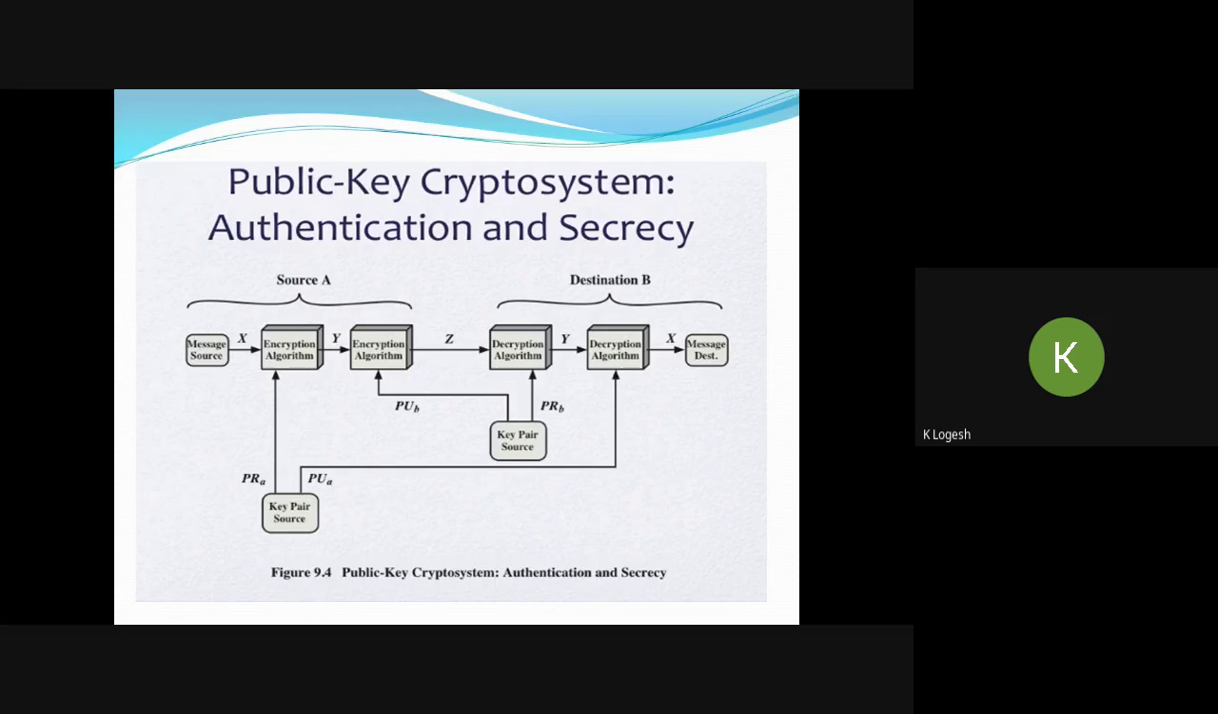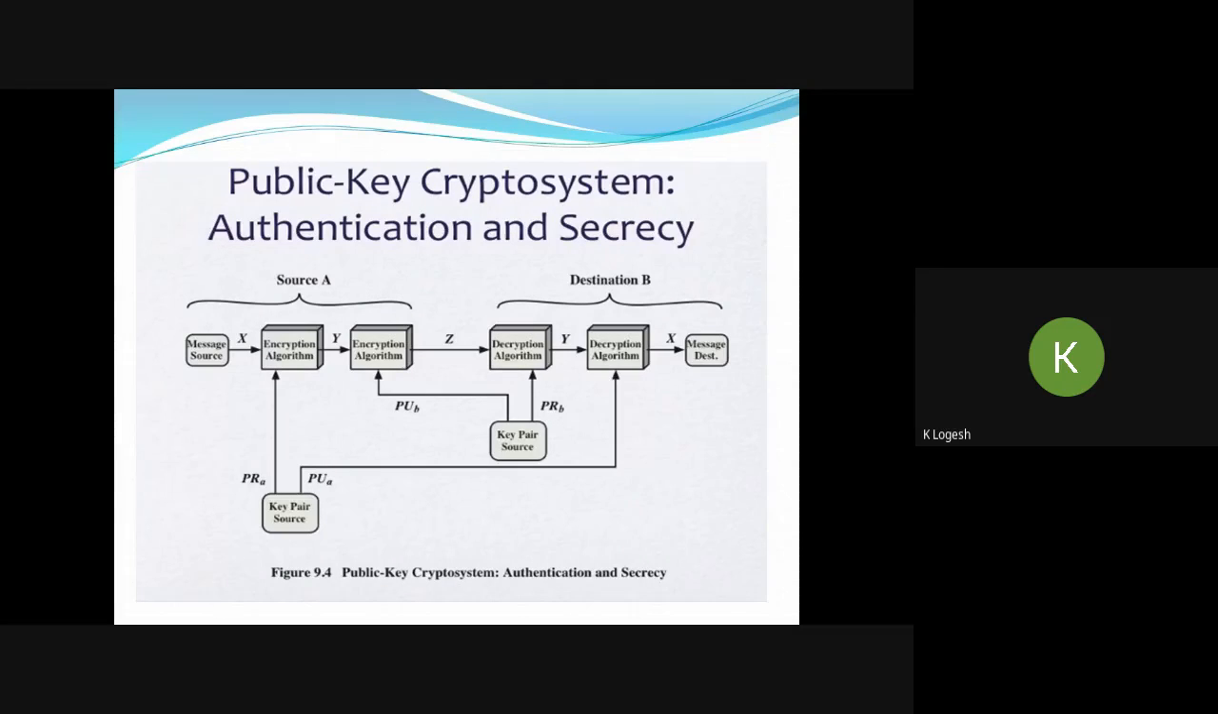In symmetric encryption, only one key is used. The name of the key is secret key. For encryption and decryption, the same key is shared by sender and receiver. But in public key crypto system, or asymmetric encryption technique, we are using two different keys. It is called a pair of keys.